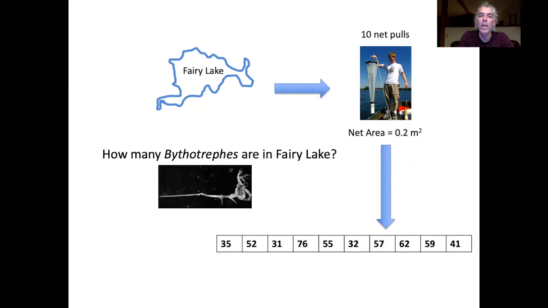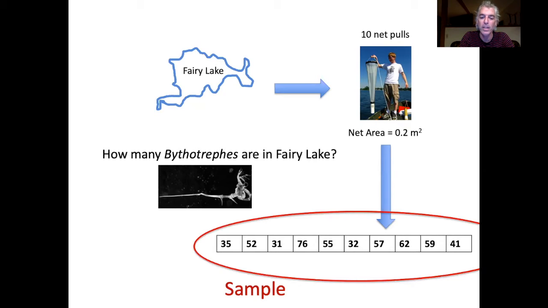So let's say we go out in a boat and in 10 different places in that lake, we drop down the net and we lift it up. And for each of those net pulls, we record how many Bythotrephes are present in the net. And that's represented by this set of 10 numbers corresponding to each of the 10 net pulls for which we counted the abundance of Bythotrephes. This set of observations then represents our sample.